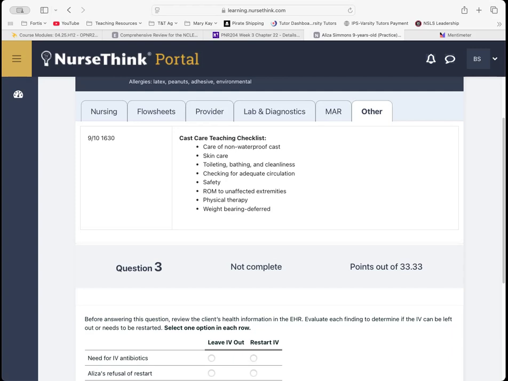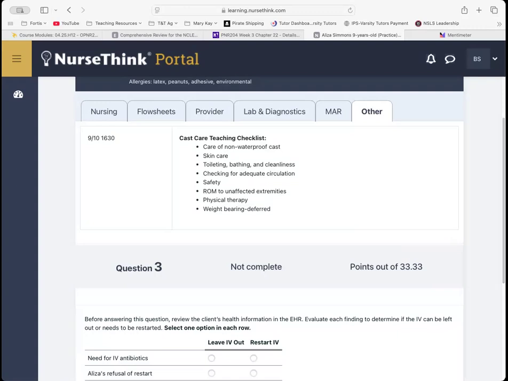Teaching should be started during admission, right? Yeah. So we want to start this as soon as she gets to the floor. So we can help parents work through getting her mobile, getting her moved around. They can help with skincare, teaching them those circulation checks as we're doing them. Great way to have an extra set of eyes immediately post-op is teaching them what you're looking for when you do those neurovascular checks.